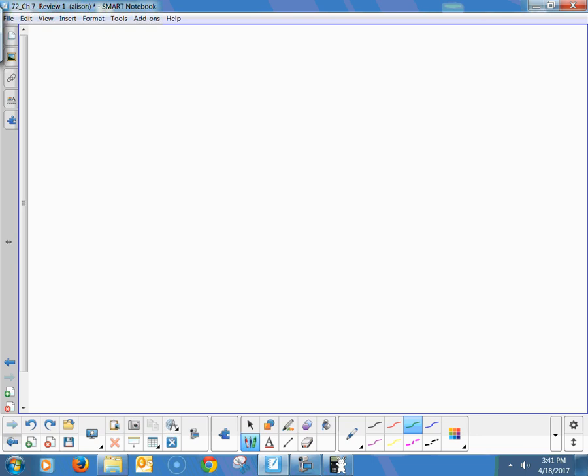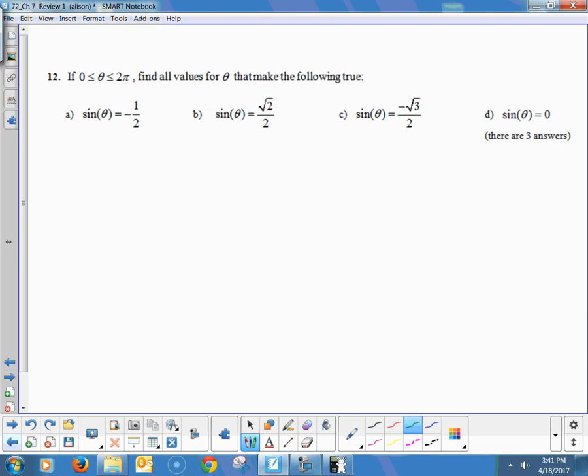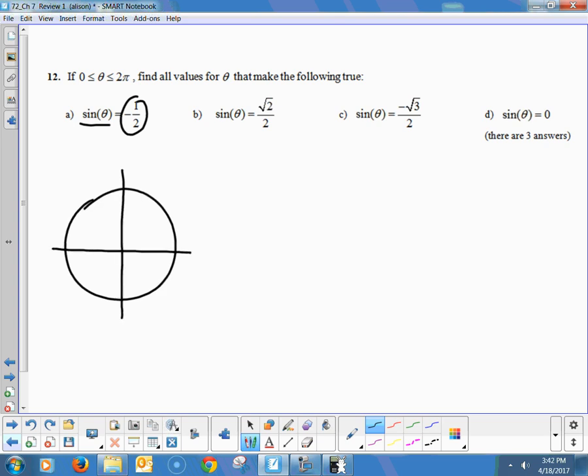Number 12. Is this the last problem? Sure is. Here we go. Number 12. Find all the values that make this true. These are tricky. So this says the sine of the angle has to be -1/2. So that means we're looking for some angles where the y value is -1/2. And right here, the y value is +1/2 when I have a 30-degree angle. So if I wanted my y value to be -1/2, I'd want to go down here. I'd want to have a -30-degree angle. But by the way, the angle has to be between 0 and 2 pi.